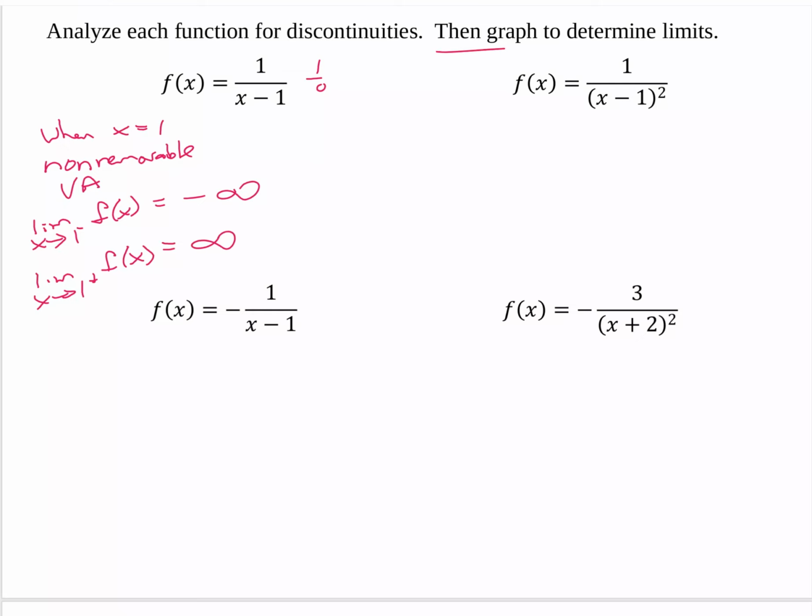So now it says graph. We're just going to make a sketch. We have a vertical asymptote at x equals 1. So here's 1, and we draw that dotted vertical asymptote in there. As we approach 1 from the negative side, we're going to take off and go to negative infinity, so our graph does this. As we approach from the positive side, we're going to take off and go to positive infinity, so our graph does this. And there's our sketch.